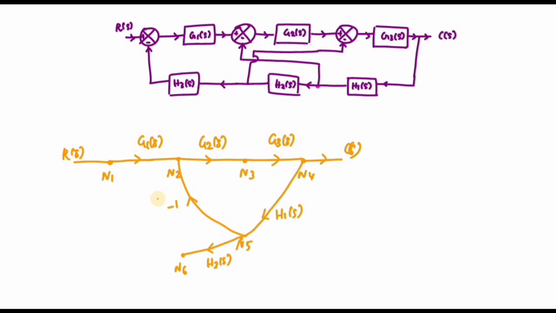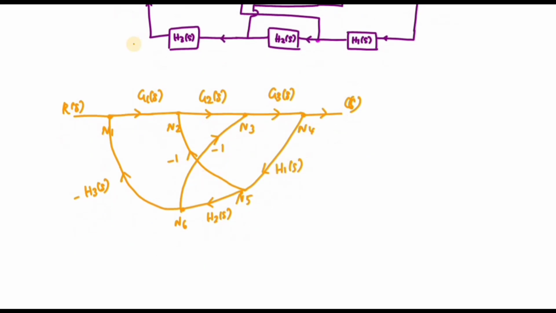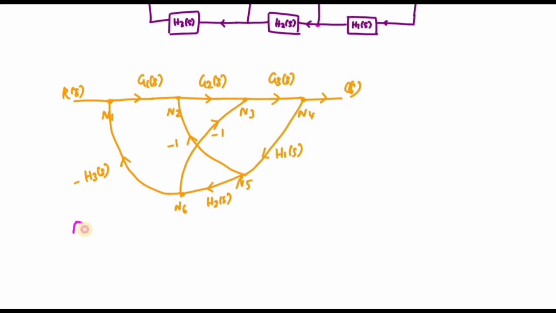Then I'm going to connect H3 of S, and it is connected as minus, so it is minus H3 of S. Okay, so for this one I'm going to apply the signal flow graph. The first step is from N6 to N3 I'm going to connect minus 1. Okay, so the first step is the forward path. The forward path is from R of S to C of S.